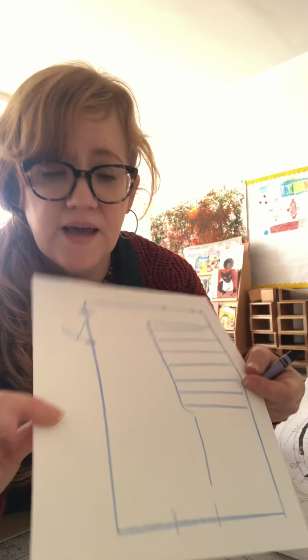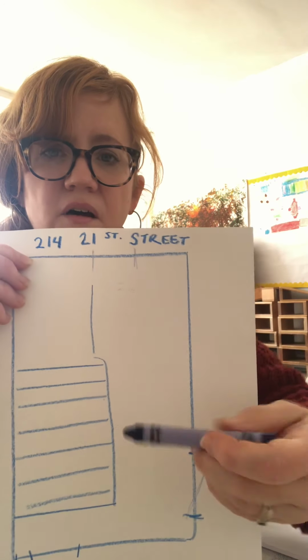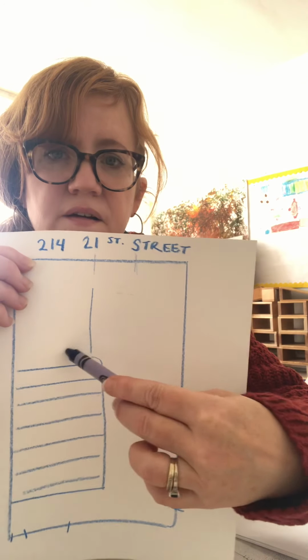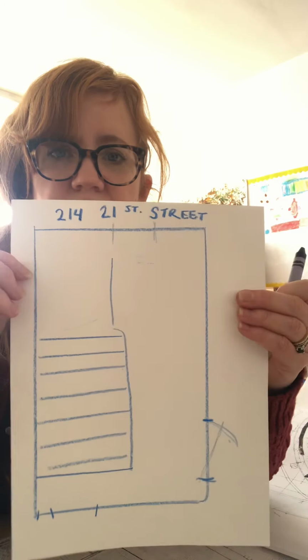So I'm going to write on here as clear as I can, and maybe your grown-ups can help you with this. 214, which is my number, 21st with the ST for first, street. You see how I wrote that very clearly? And then I could also write stair here. I could maybe write first floor. Just experiment with it a little bit.